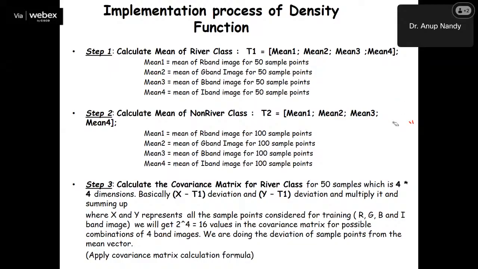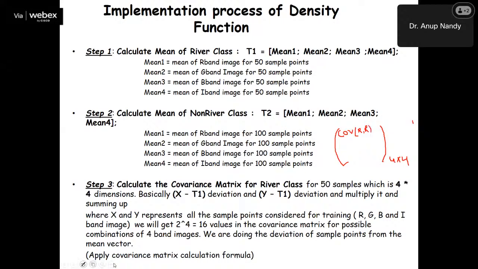So for this covariance matrix, you have to calculate it for the river class for 50 sample points, that is 4 into 4 dimension. So what is the size of the covariance matrix? That covariance matrix size will be 4 cross 4. Okay, so what you have to do? You have to calculate the covariance matrix of COV of R band into R band.